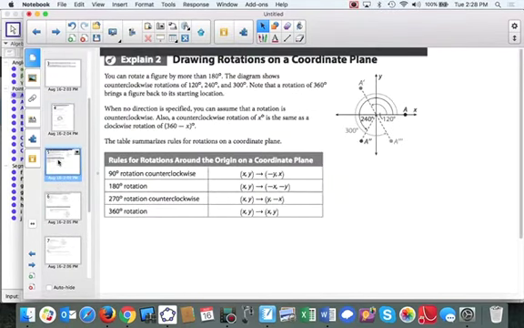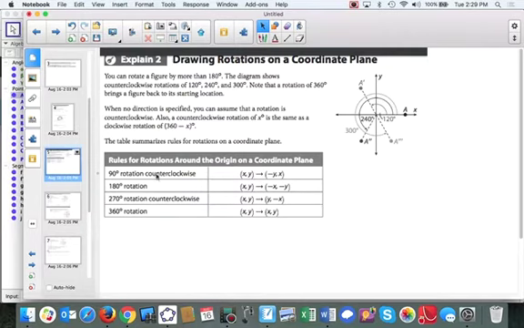In the coordinate plane is where most of the rotations that we will be doing will happen. So here are the rules for rotations around the origin in the coordinate plane. If I'm doing a 90-degree rotation, and for our purposes in this class, notice how it says when no direction is specified, you can assume that a rotation is counterclockwise. So if they just tell you 90 degrees, then that means it's 90 degrees counterclockwise.